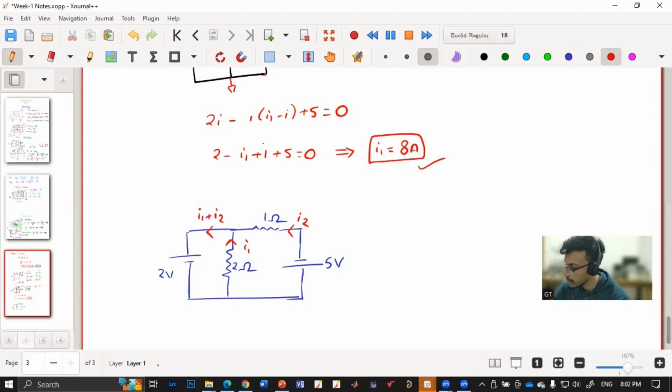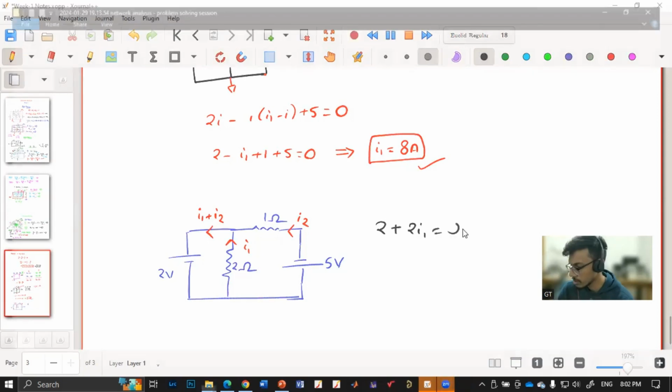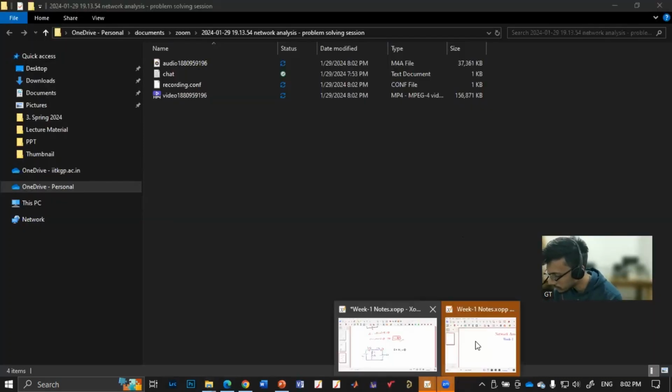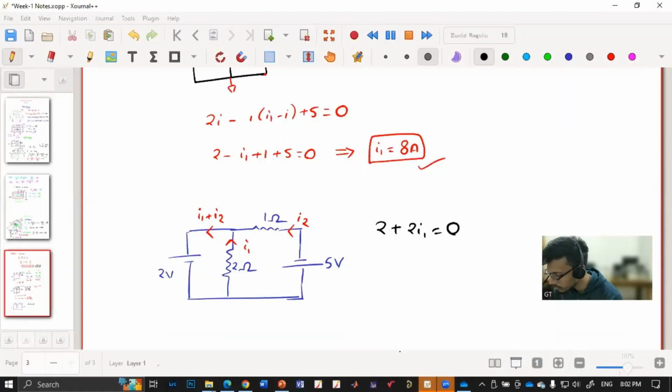Okay. Now I'll write the equations again. So what I'll be getting if I apply here is 2 plus 2I1 is equal to 0. Do you agree? So you are applying KVL to the first loop? Yes. In this loop, I'm going like this. So from here to here it is plus 2, and from here to here it is plus 2I1.